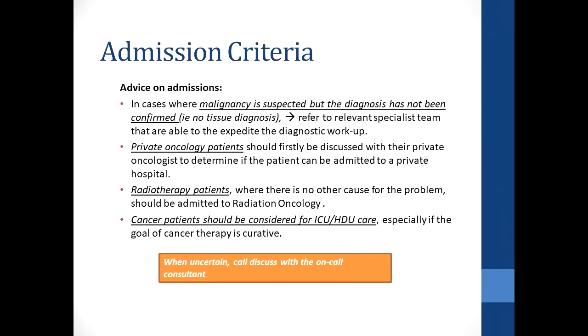Advice on admission: in case where malignancy is suspected but diagnosis has not been confirmed, i.e. no tissue diagnosis, we try to refer to the relevant specialty team that is able to expedite the diagnostic workup. Private oncology patients, we should endeavor to contact their private oncologist first. If there's a radiotherapy patient where there is no other cause for the problem, they should be admitted to radiation oncology. For example, spinal cord compression that requires radiotherapy that's not for neurosurgery should go under radiation oncology.